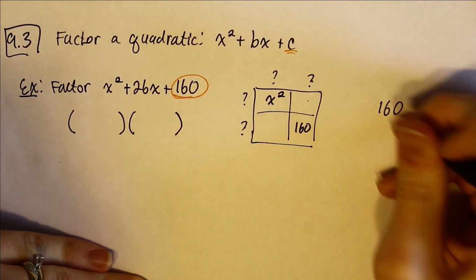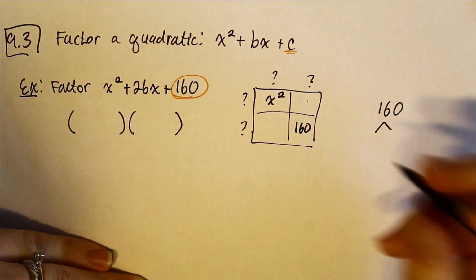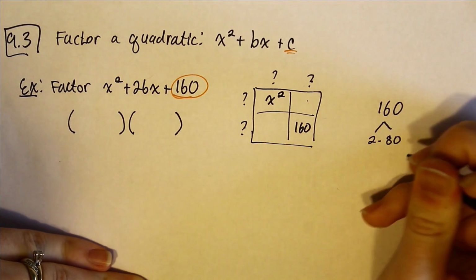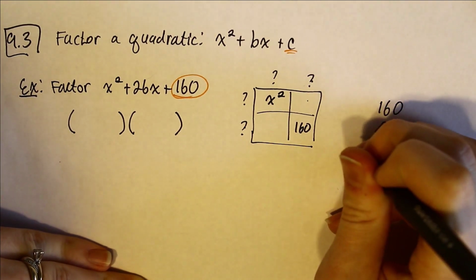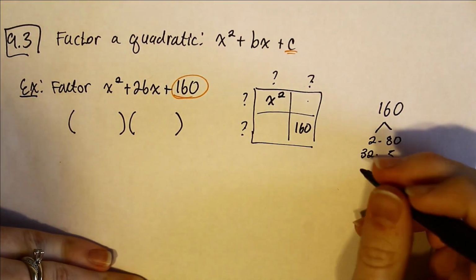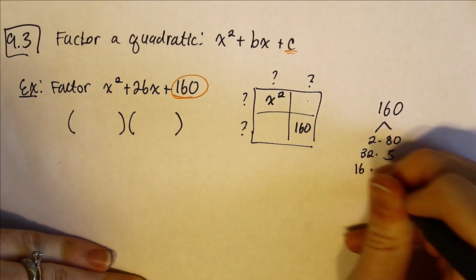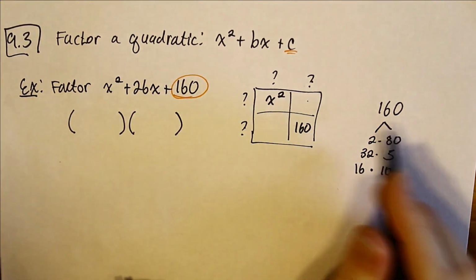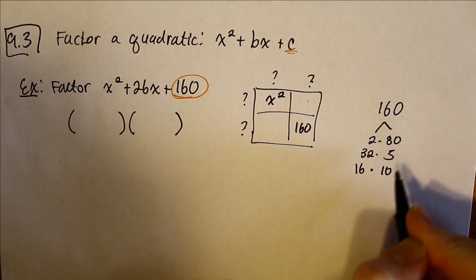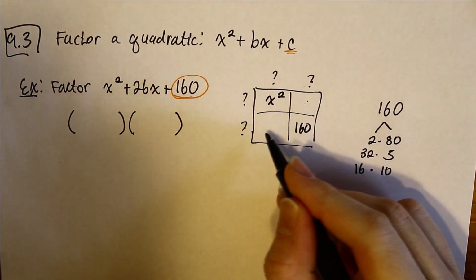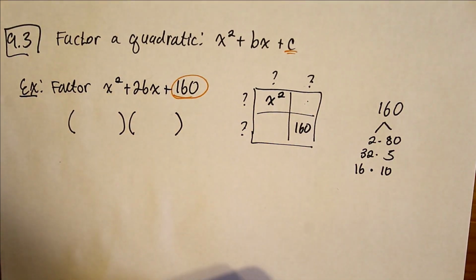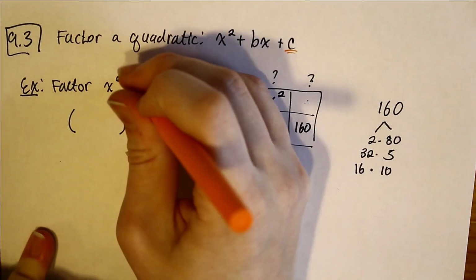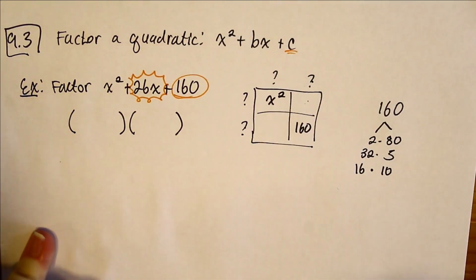Now 160, there are a lot of options. We could have possibly done 2 times 80. We could have done 32 times 5. We could have done a lot of other things, including 16 times 10. But how do we figure out which one is the right one? Well, those numbers are both going to end up here. And then when we add them up, we need to make sure that they add up to 26x.